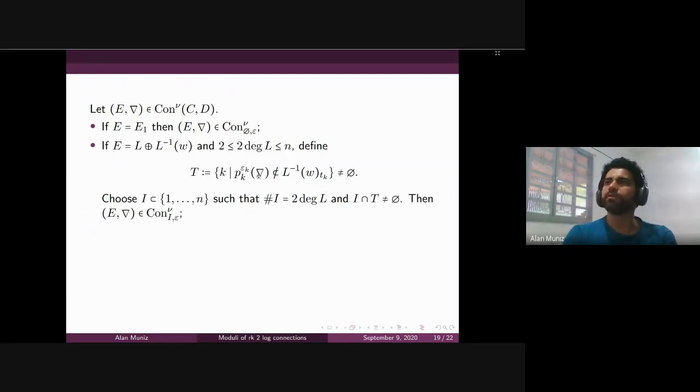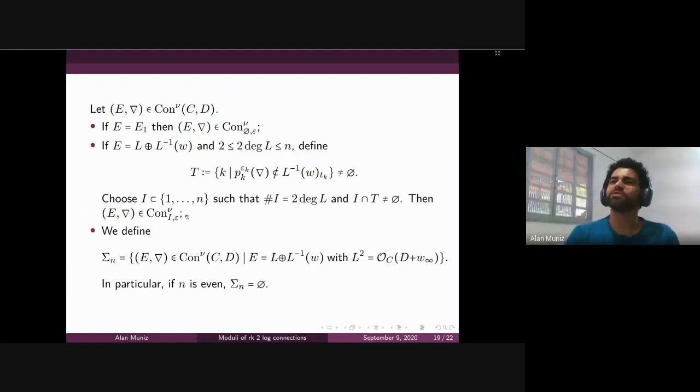The idea here is that when you consider this situation, we can compute the stability condition for any subbundle of this bundle, and see that this underlying quasi-parabolic vector bundle is stable.